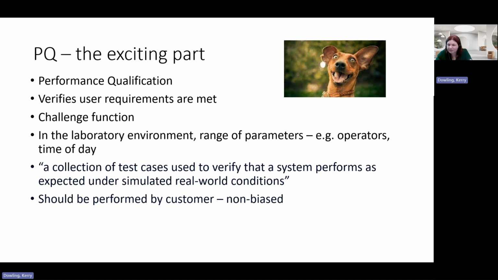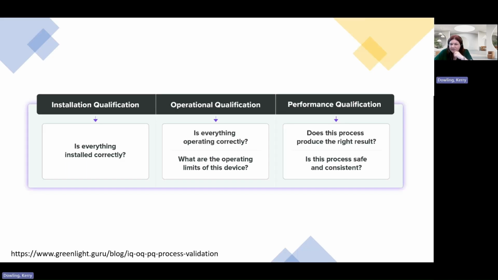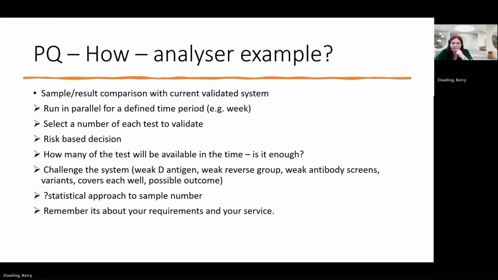So what we're doing is a collection of tests that verify the system performs as expected in a simulated real-world condition. And we've talked about it should be done by the customer, so it's non-biased. So if you put those three things together, what you get is an IQ that says everything's been installed correctly, an OQ that tells you physically it's operating correctly within its limits, and the PQ tells you that it gives you the right result and does the right thing and it's safe and consistent.